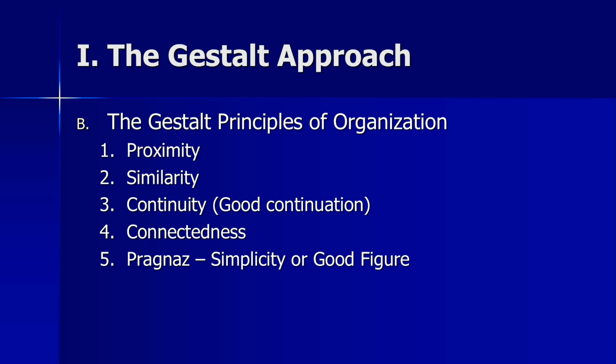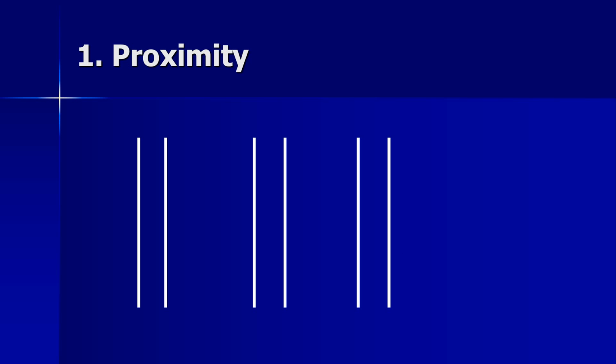You end up with a new perception based on the parts, and we'll see some of that as we move along. So the 5 principles we're going to talk about today are proximity, similarity, continuity or good continuation, connectedness or Pragnaz, which is simplicity or good figure. Proximity is very simple. Things that are closer together tend to be perceived together.